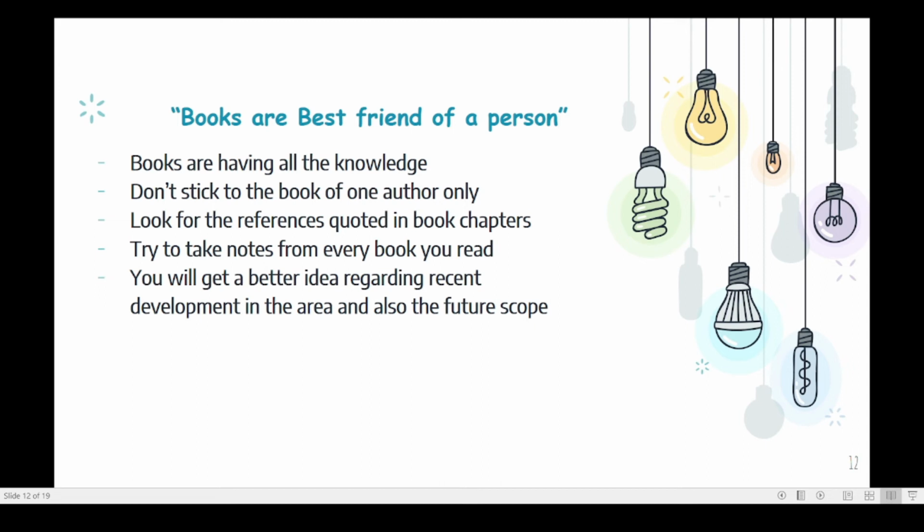Then try to take notes. Maybe this is important, but not every time. You can take notes, one or two lines from each chapter, maybe one or two lines from the chapter you have decided to study. You will get a better idea regarding recent development in the area and also the future scope. Obviously, we are going to get an idea that yes, in the coming 10 years, what can be the development which we can see in front of us. Yes, this can come. Okay.